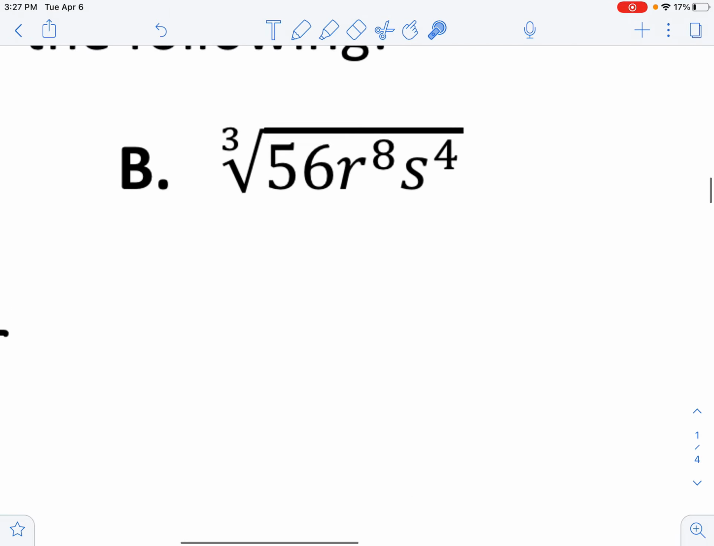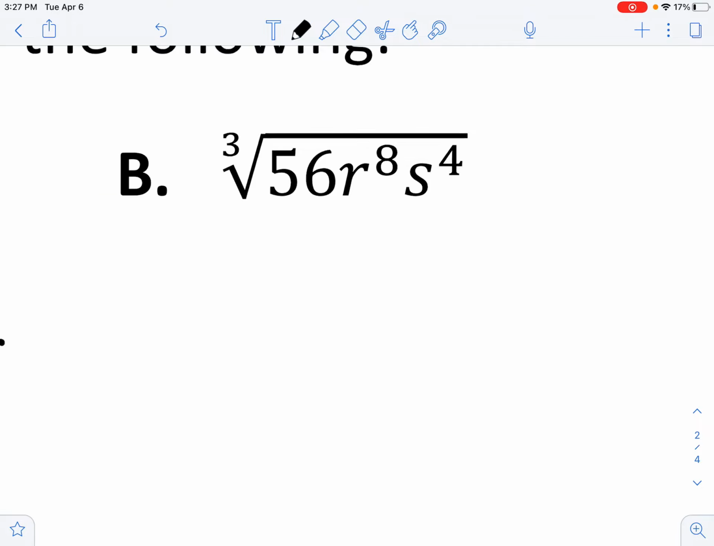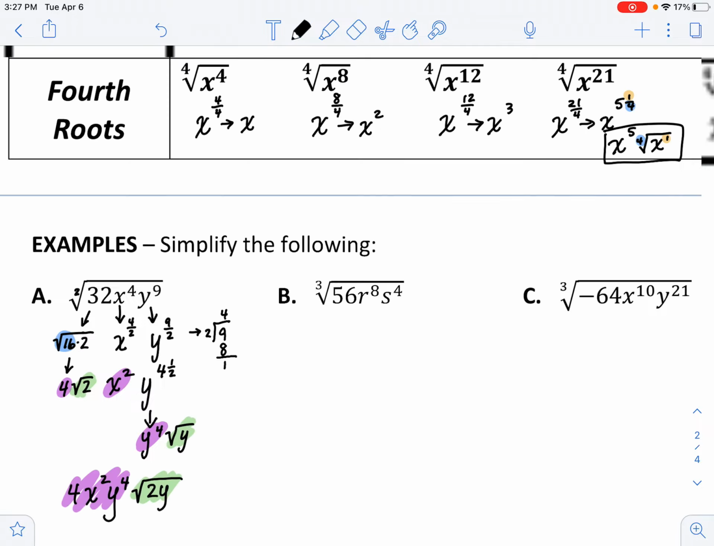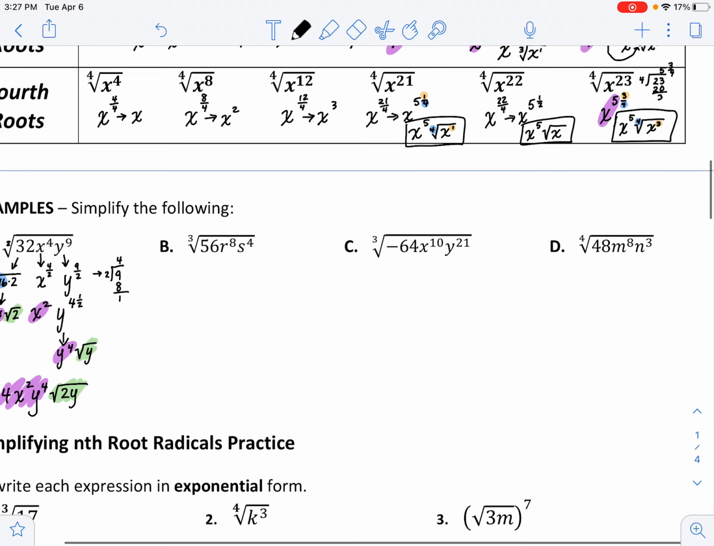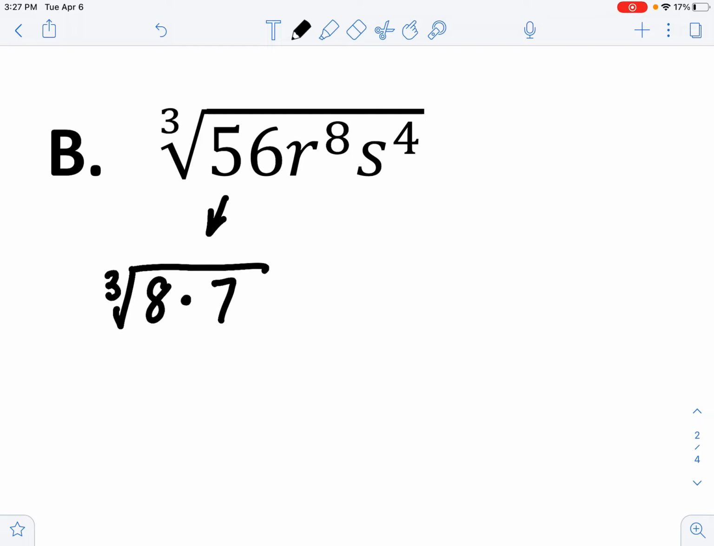All right, next one. So now we've got a cubed root, so we need to look at our cubed root list. 56 is not a perfect cube. If you look up here, it's not a perfect cube. So you've got to find the biggest perfect cube factor of 56. And it, in fact, only has one perfect cube factor, 8. So we're going to rewrite this as cubed root of 8 times 7, your perfect cube in the front.